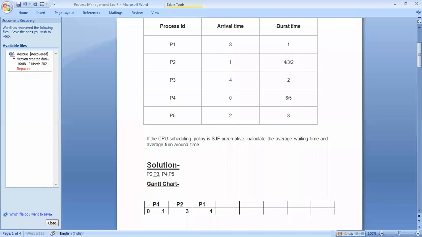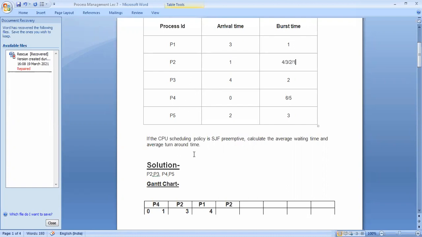So now P2. Everyone try to understand. If you have any doubt, please ask. So P2 process will execute first. Now P2 process burst time is 1. Again we'll compare the P2, that means now burst time is 5.